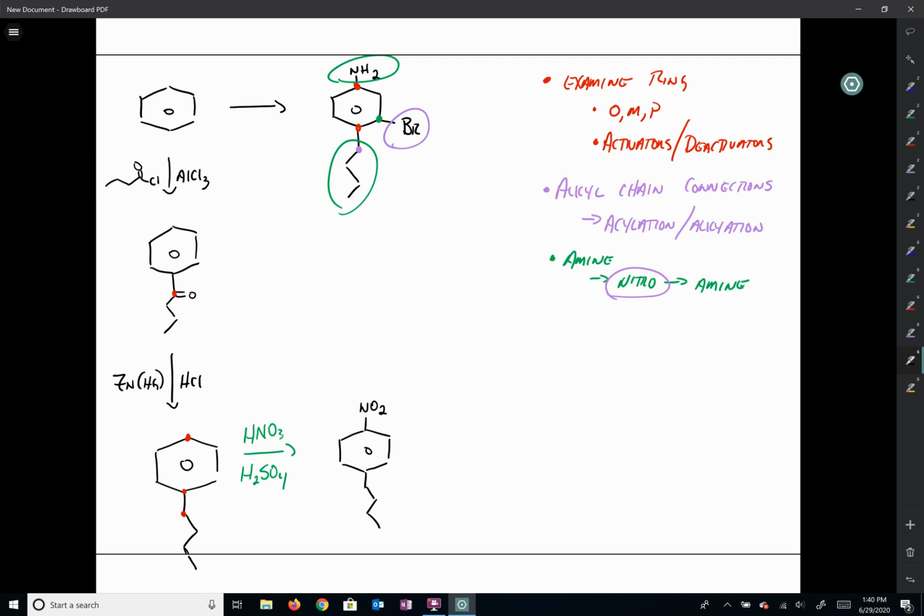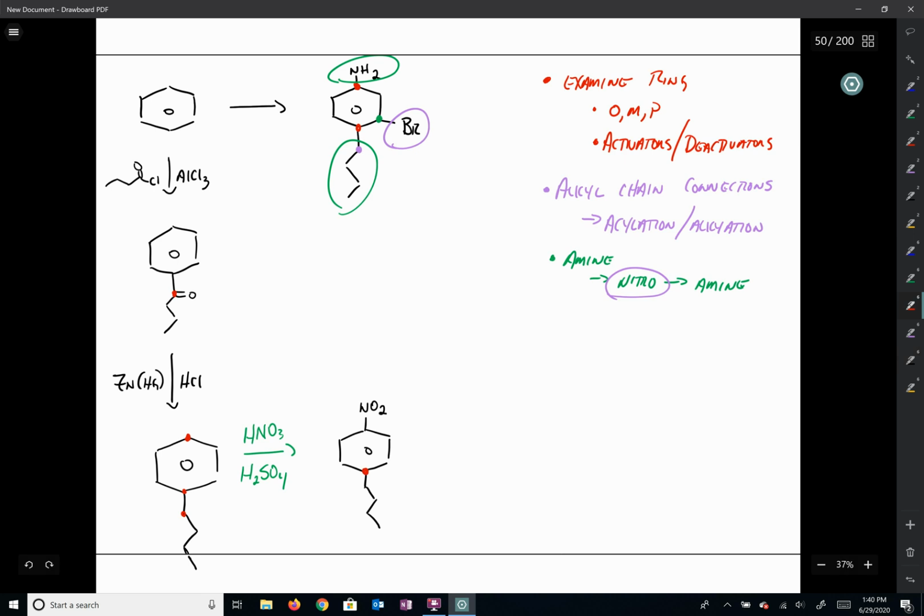So now we have an activator and a deactivator on the ring. A fair point would be to say that this is probably a more deactivated ring. Nitro groups are very strong deactivators. Alkyls are only moderate activators at best. Although we're hand-waving a little bit on some concepts here, that's okay. But let's pause here again. So now we have two things on the ring. Where will the next thing be added?